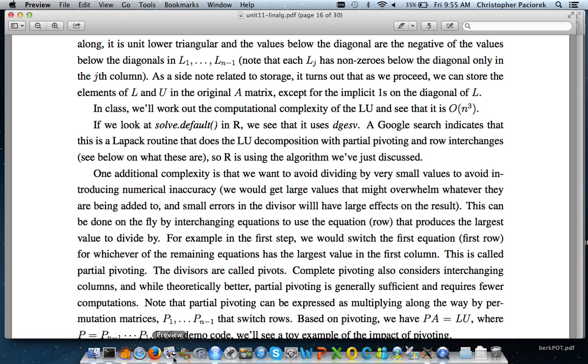So that's a toy example to illustrate what can happen if you are dividing by a small number. For my toy example, does anybody see what I could do that would solve this problem and avoid this division by a very small number? I want to choose to divide by a different number. How could I arrange things so I do that?